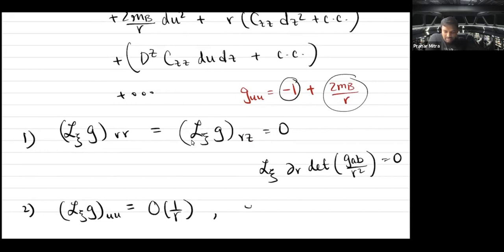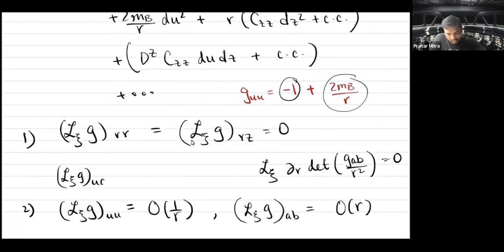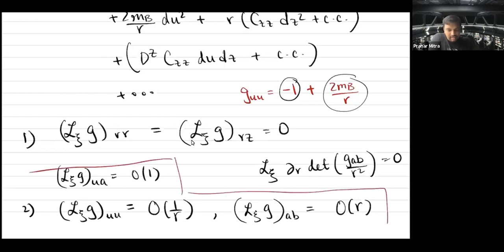So you can work it out for other coordinates as well. So this is order R. And all the other coordinates, I don't know which are left, just G_UA. So why not just write it? The Lie derivative of G_UA is order 1. So these are all the boundary conditions that I'm going to impose. These are coming from asymptotic flatness, and this is coming from studying Bondi gauge.